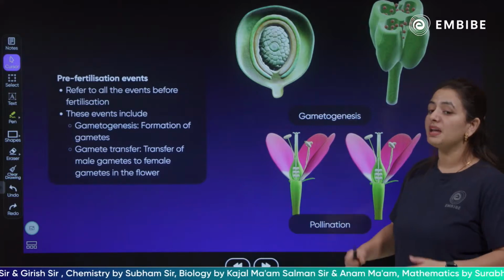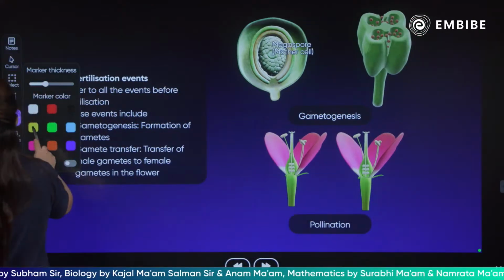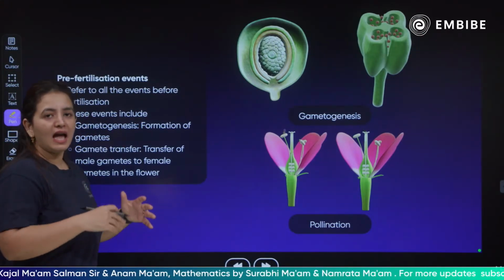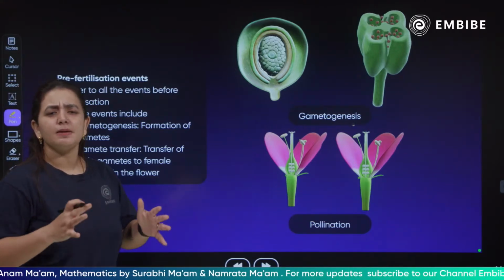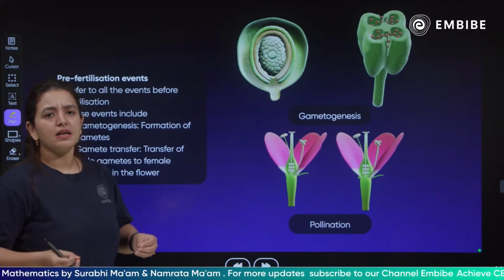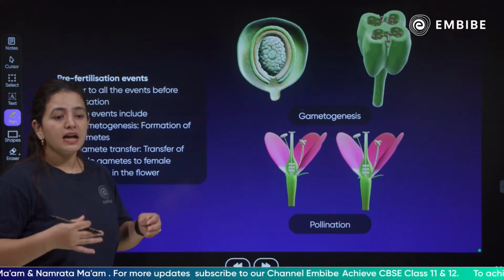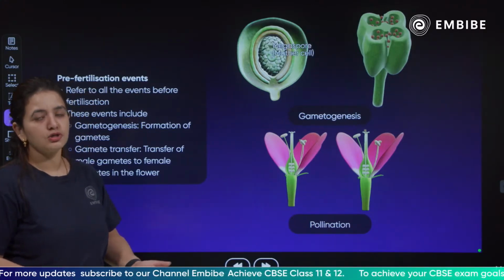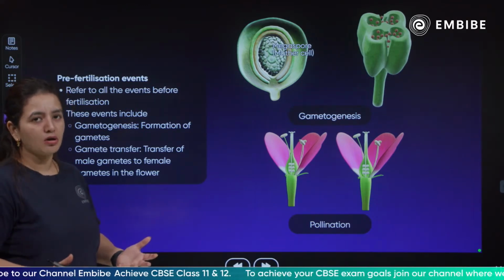Talking about the pre-fertilization events. So children, what are pre-fertilization events? They are the events before the actual fertilization process takes place. Very simple. Before the male and female gametes fuse, there is a need to create those gametes. First you have to create them. The process of creating the gametes is also important.